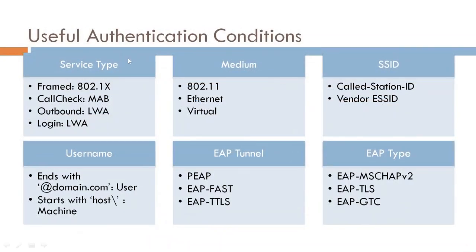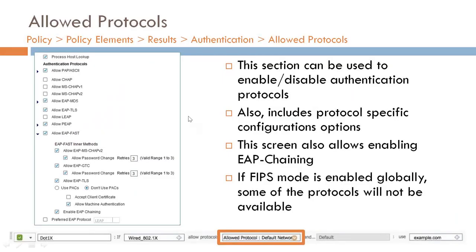Correct? For useful authentication conditions, we have the service type, and we have these options. For medium, we have 802.11, Ethernet, virtual; SSID; we have Called-Station-ID, vendor, SSID; username we can give; for EAP tunnel options, we have the EAP type option. All these options you can note down just for your reference, and you can use them while creating the policy. Now if I go inside Policy Elements, Results, Authentication, inside Allowed Protocols, you can see I have a long list of protocols. I am going to show you this while I log in to the device as well.